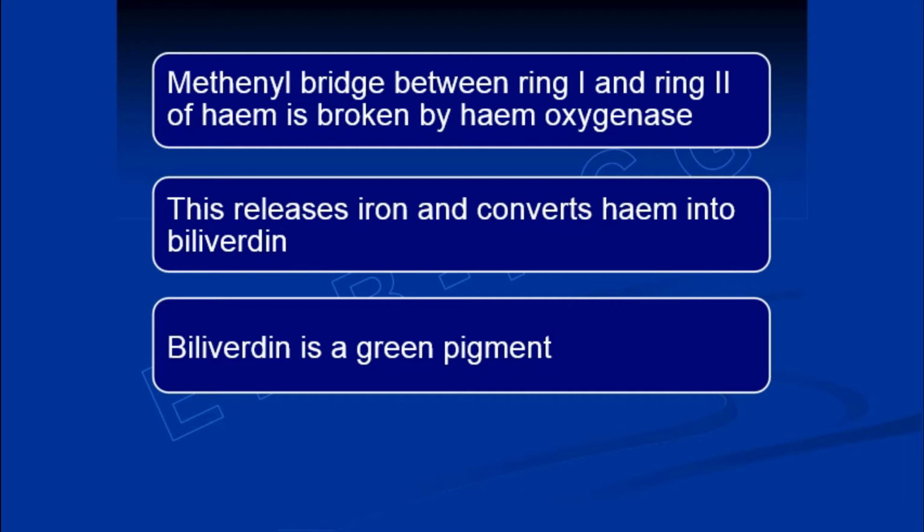If you remember, there were 4 pyrrole rings attached to one another by methylene bridges. That makes up a porphyrin, right? And hemoglobin was a porphyrin. So as the methylene bridge is broken down by the heme oxygenase, it leads to release of iron and converts the heme into the pigment called biliverdin, which is green in color.